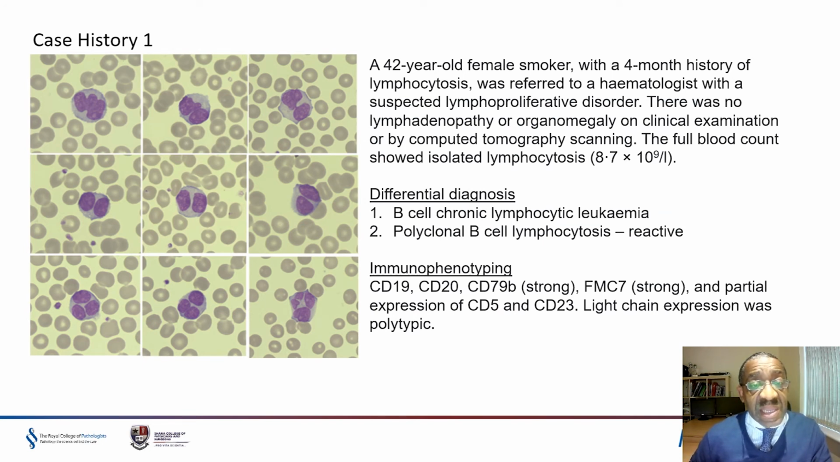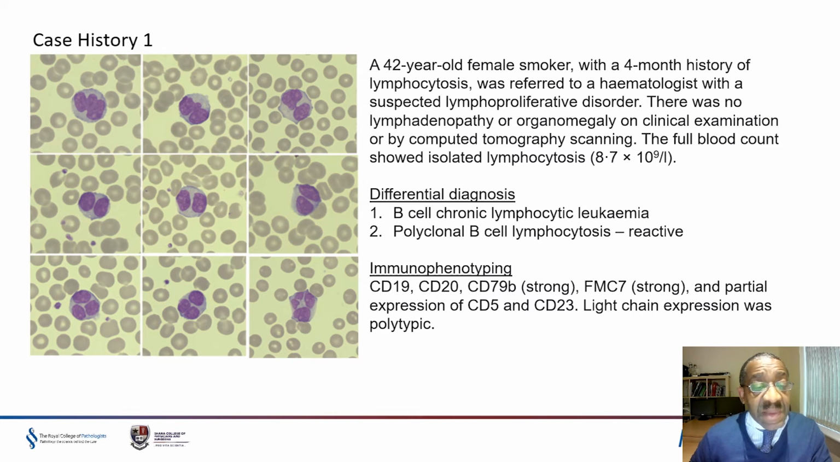This is a 42-year-old lady who smokes, presents with a 4-month history of lymphocytosis, was referred to a hematologist with a suspected lymphoproliferative disorder. On examination, there was no lymphadenopathy or hepatosplenomegaly, and CT scans were unremarkable. So you're confronted with these lymphocytes. There's a normal hemoglobin and platelet count, but the question is, is this malignant or benign?